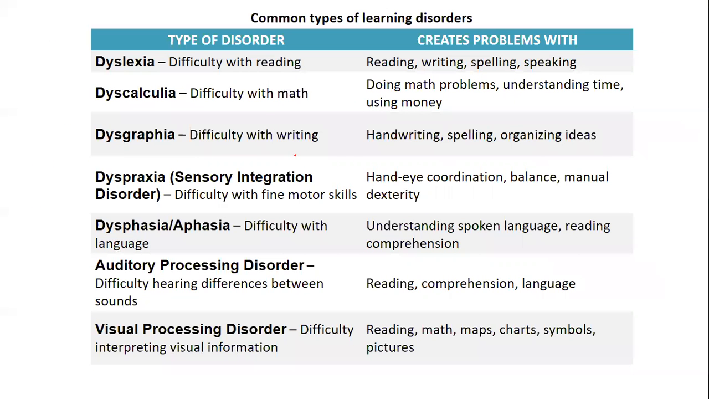Then we have learning disorders. This is also a part of your match the following. Dyslexia is reading, dyscalculia is mathematics, dysgraphia is writing, dyspraxia is motor skills, dysphasia is language, auditory processing disorder is hearing differences, and visual processing disorder is interpreting information.